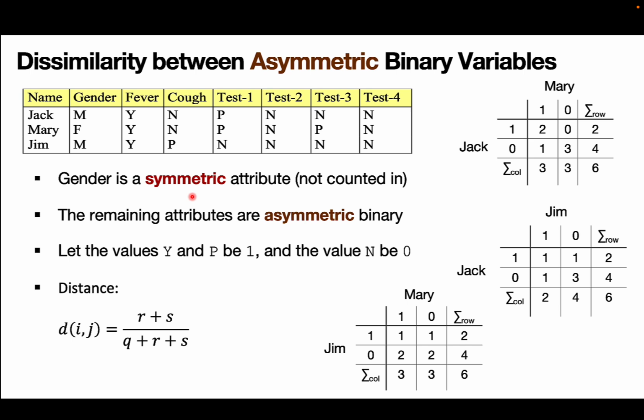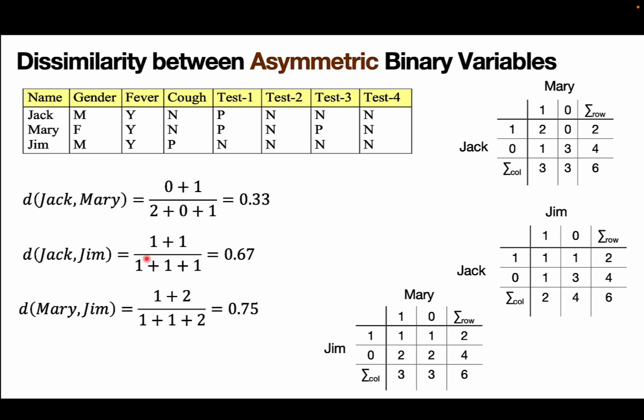And one way to deal with multiple binary objects is to compute the dissimilarity between each pair, like Mary and Jack, Jim and Jack, Mary and Jim. Then we go ahead and compute the distances, and we can find out that Jack and Mary seem to be more similar because the distance is smaller, let's say, than between Mary and Jim.